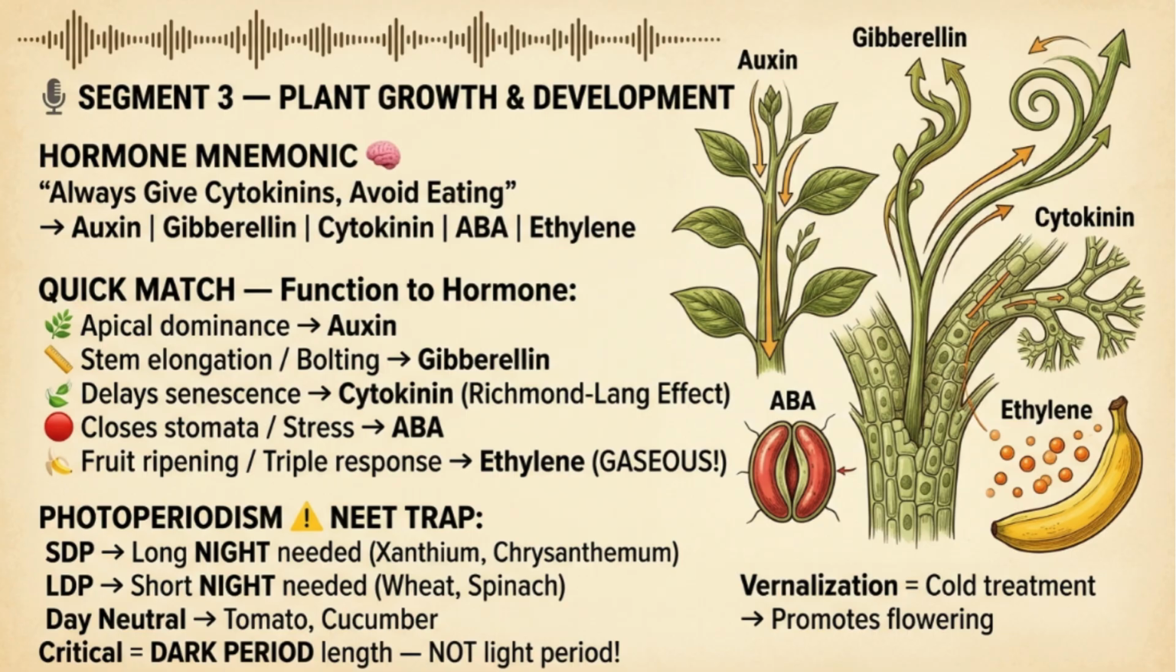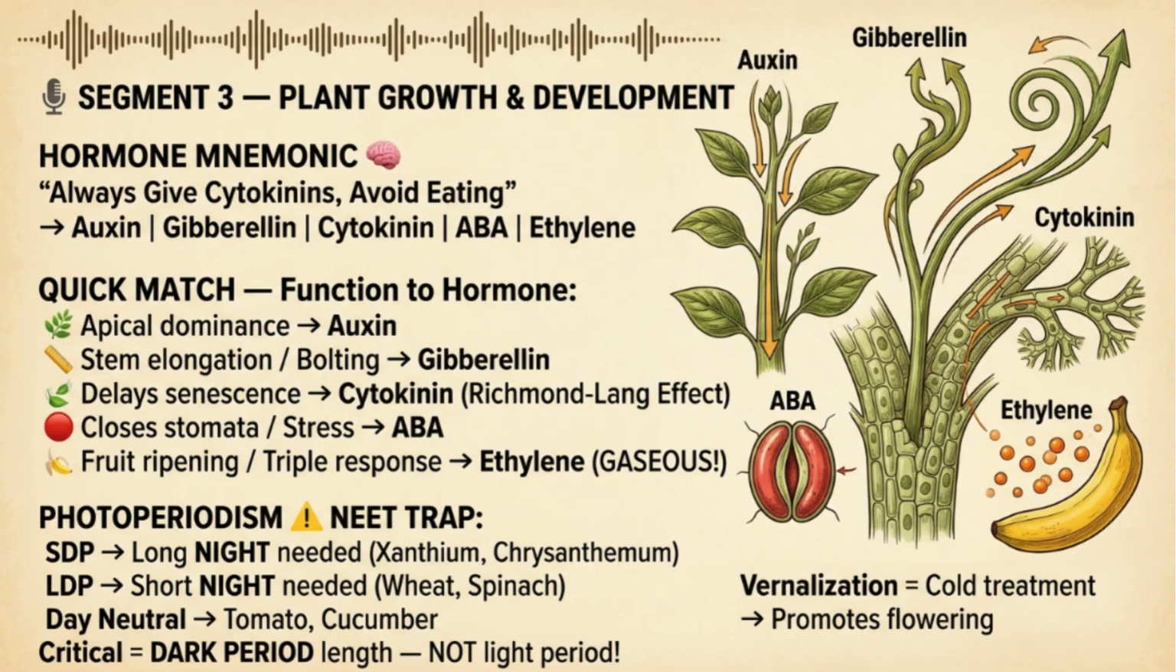Xanthium and chrysanthemum are short day plants. Wheat and spinach are long day plants. Tomato and cucumber are day neutral. Vernalization is a separate but related concept. Some plants require prolonged cold exposure before they can flower. Winter wheat is the classic example.